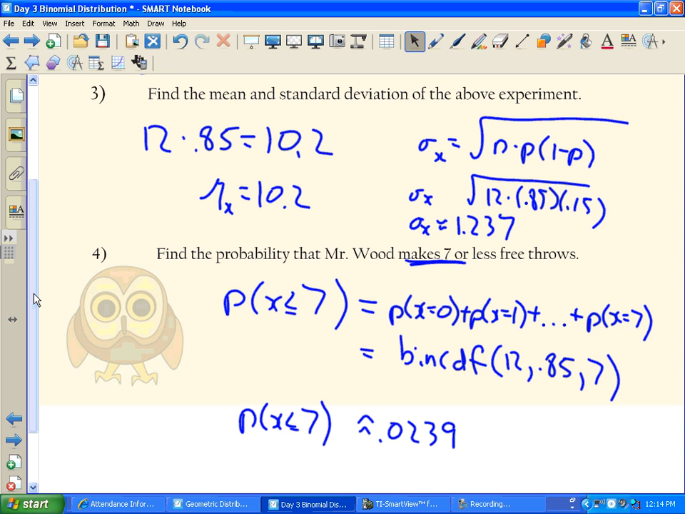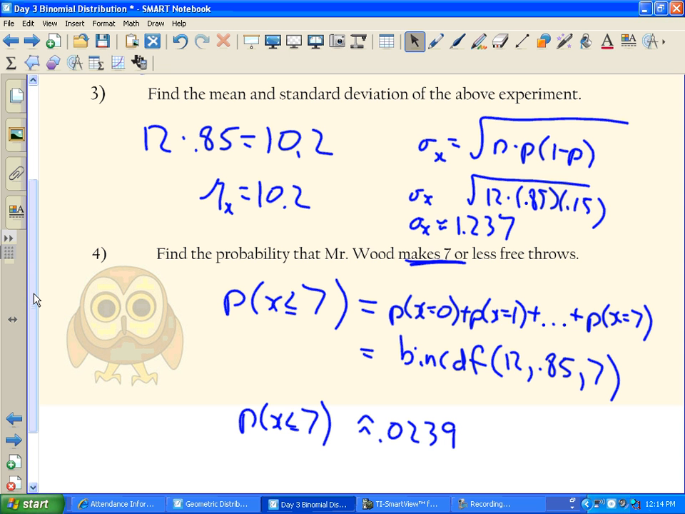68. Two standard deviations, how much of your data? 95. Isn't 7 below 2 standard deviations? Well, we know outside of 2 standard deviations on data, there's not a lot of data out there. So it should make sense to you that when I'm below 2 standard deviations, there's a rare probability in this situation that I should make 7 or less. So even though it's a low probability, it should match with what you know.